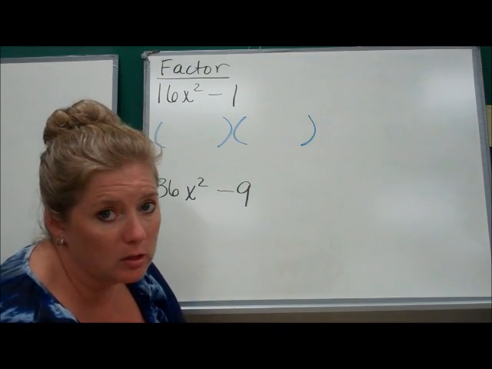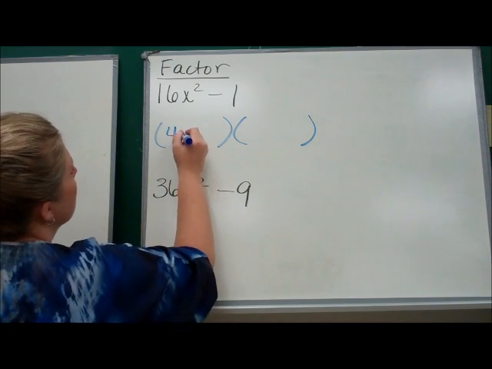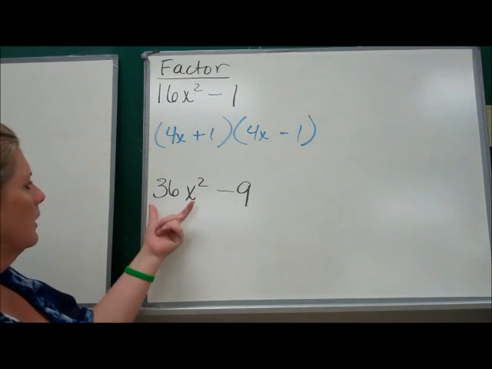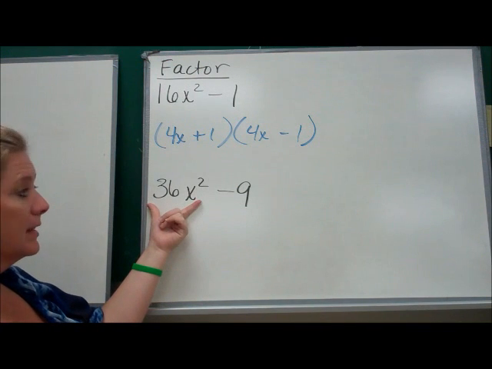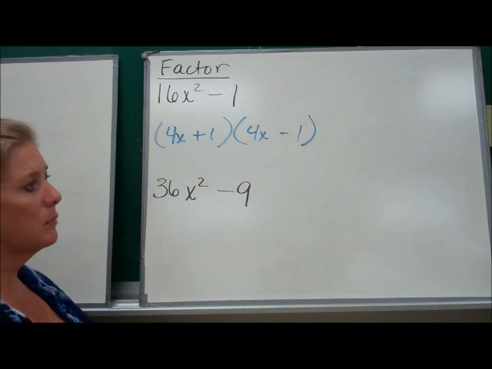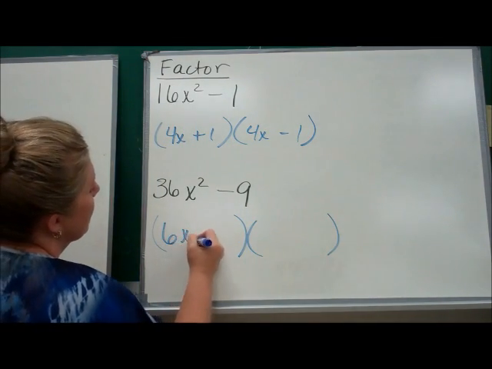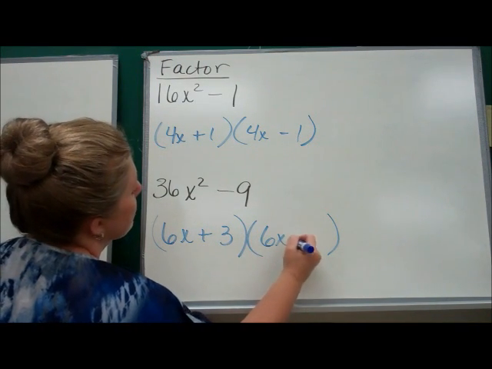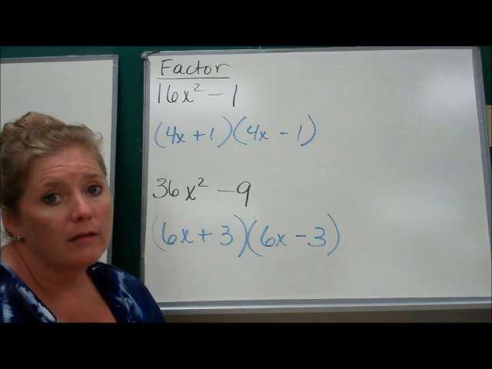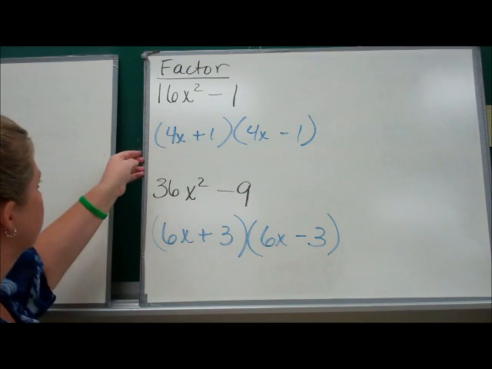If you don't know your perfect squares, learn them. It'll help you so much in the long run. This is going to be 4x plus 1 and 4x minus 1. Just that quick. Same thing here. 36 is a perfect square, so it's x squared. 9 is a perfect square. They're being subtracted. Oh, difference of perfect squares. It's going to be 6x plus 3, 6x minus 3. If you learn those special factoring patterns, it'll help you so much in the long run.